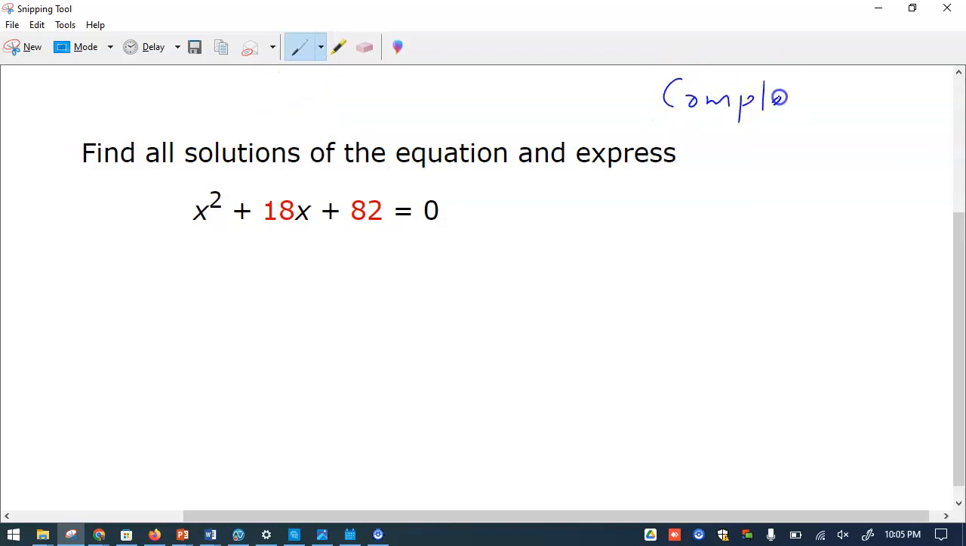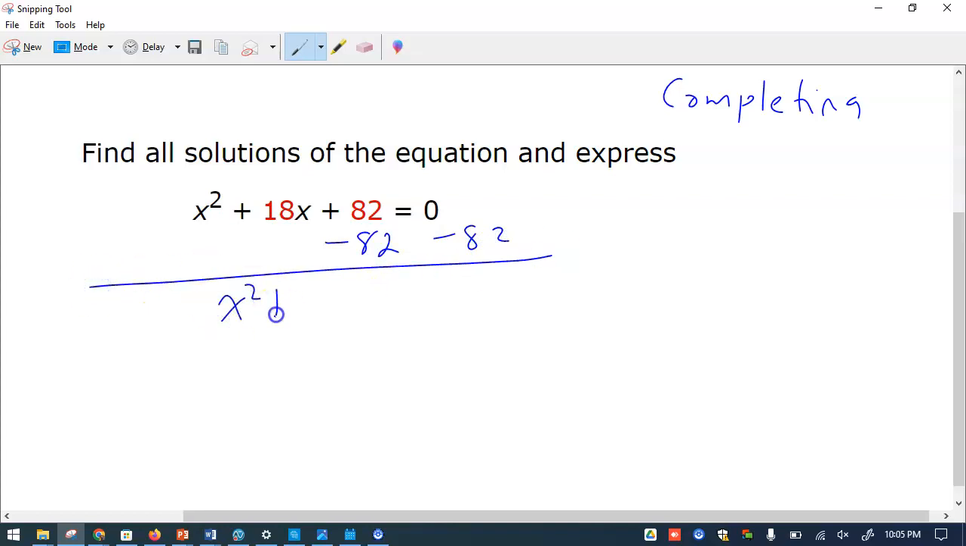We'll use the completing the square method. It's very easy. You've been doing this since Algebra 1. So what I'll do is subtract 82 from both sides, and when you do this, you get x squared plus 18x is minus 8.